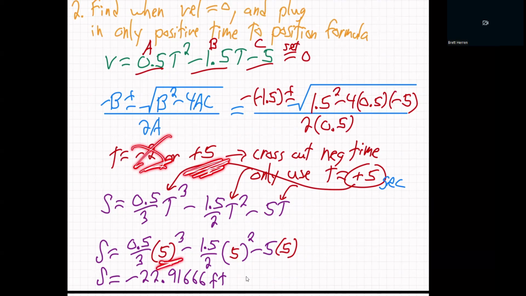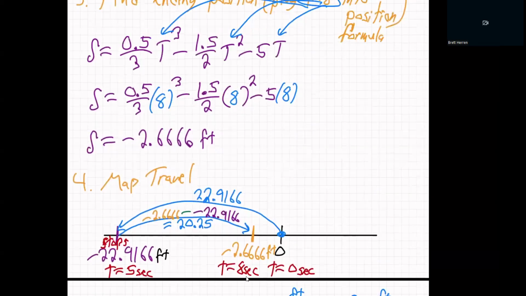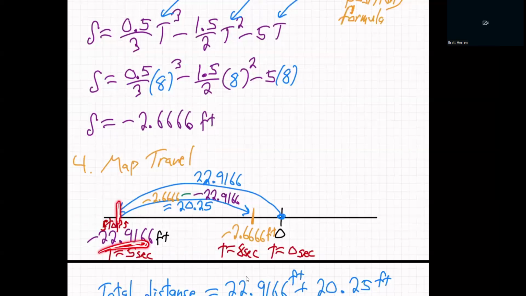So at positive 5 seconds, the object stops. And then I found out where it was at that time by plugging 5 seconds into the position equation, and found out it was back 22.9166. So that told me, oh, it's back 22.9166 feet and stops. So it started at position 0, at time 0, went back 22.9166 feet. And then I found the final position is negative 2.6666. So that's to the right. So it must have gone to the right and finished at 8 seconds. Right? Stopped at 5 seconds, finished at 8 seconds. So there must be a map of its travel.